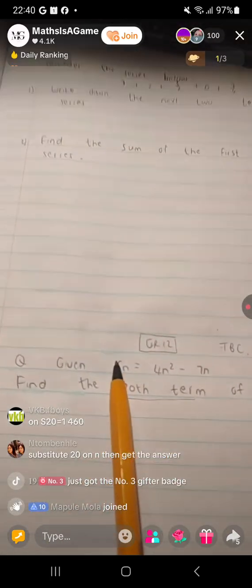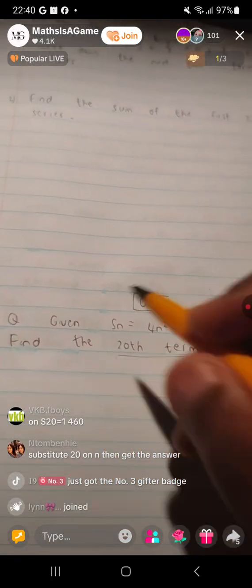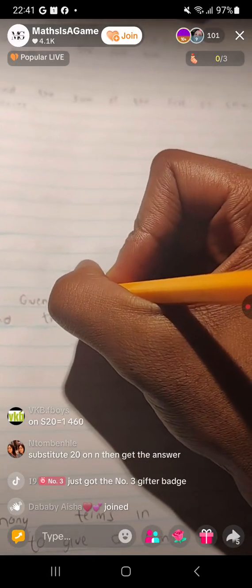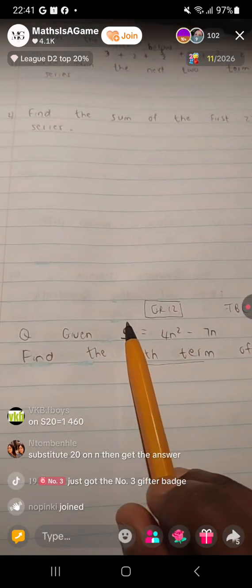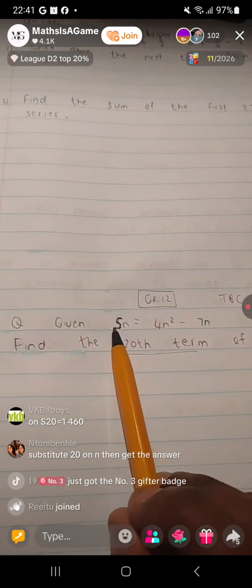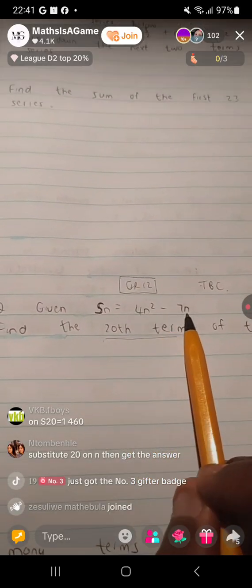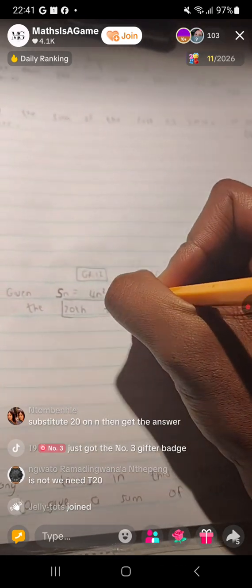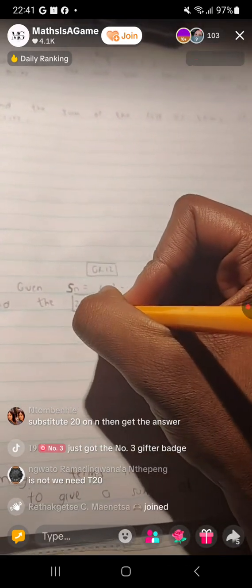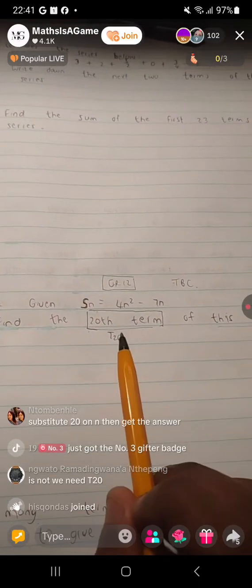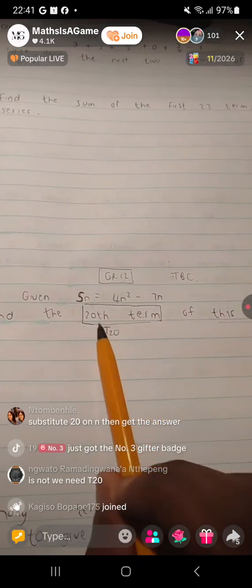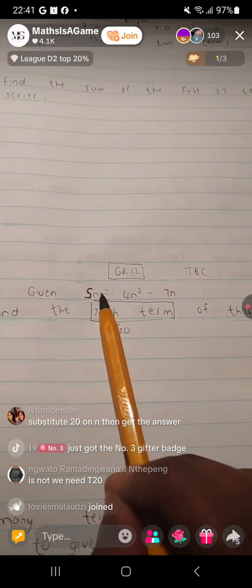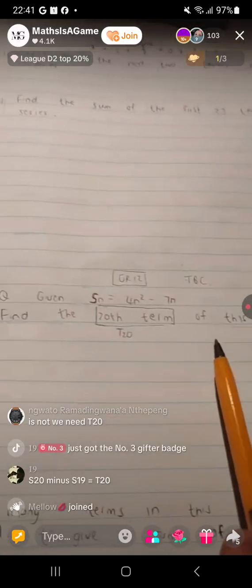Now, guys, look at the question once again. We are given what here? The sum of n terms. Not Tn, but the sum of n terms. The formula for the sum of n terms is 4n squared minus 7n. The question says find the what? The 20th term. In other words, they want T20. How in the world do we get term 20 from a sum formula, the sum of n terms of the series?